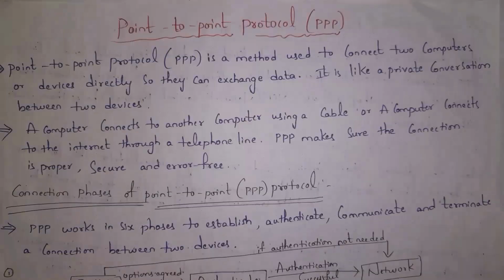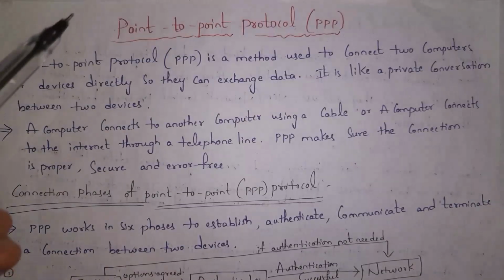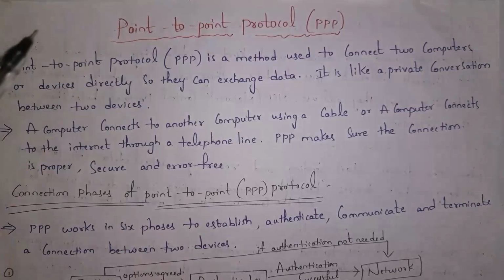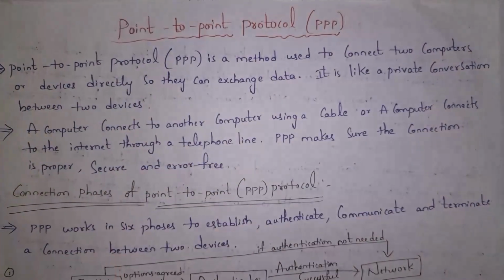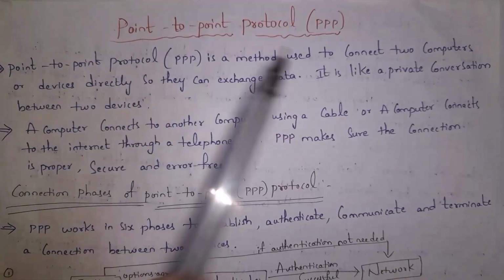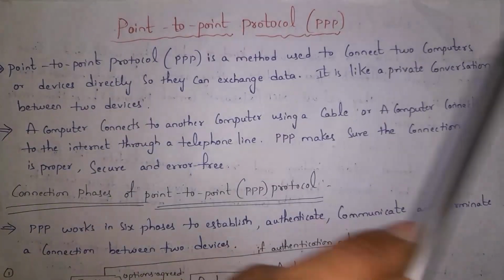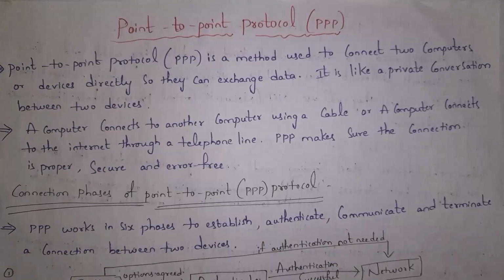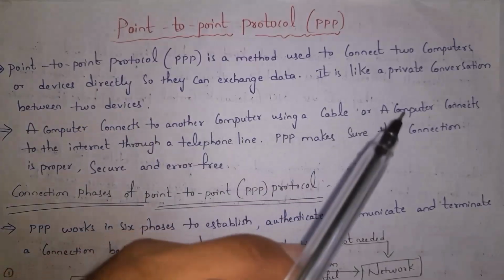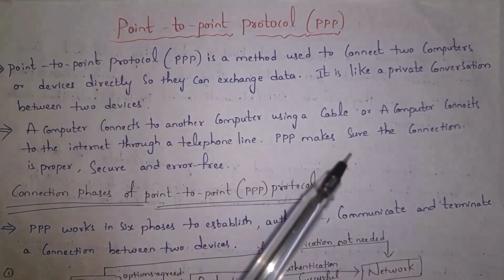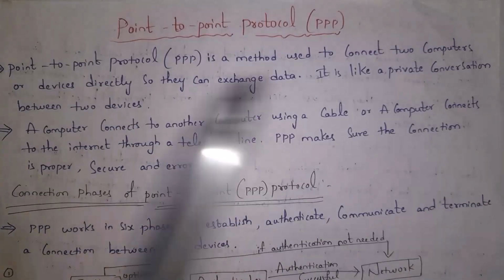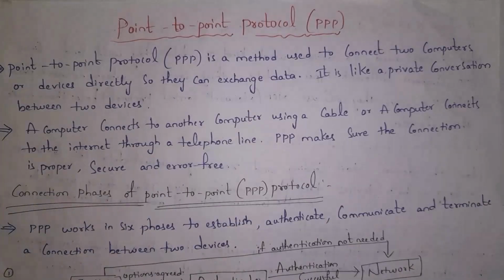Let's get started. At first, I will explain what is point-to-point protocol. Point-to-point protocol is a method used to connect two computers or devices directly so they can exchange data. It is like a private conversation between two devices. A computer connects to the other computer using a cable, or a computer connects to the internet through a telephone line. Point-to-point protocol makes sure the connection is proper, secure and error-free.